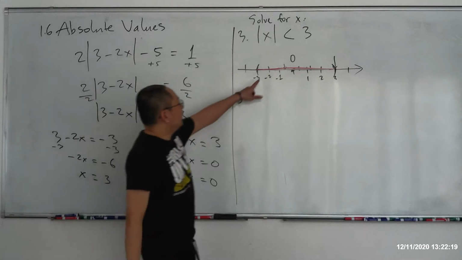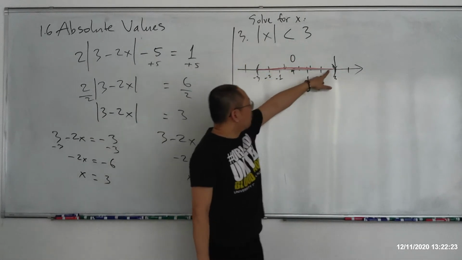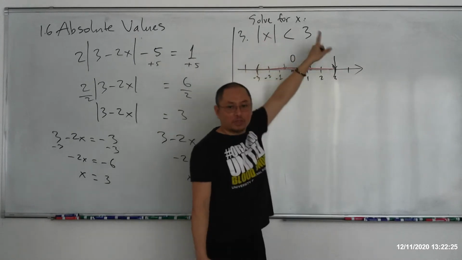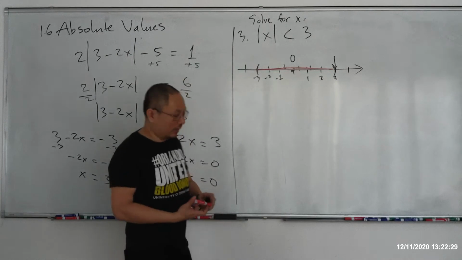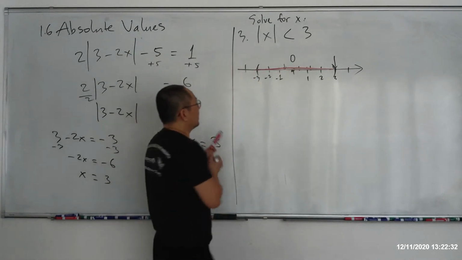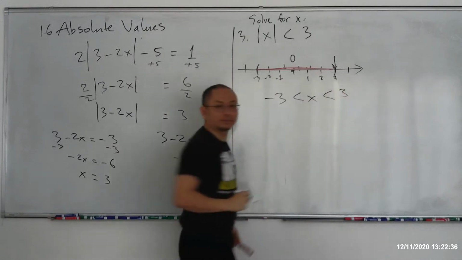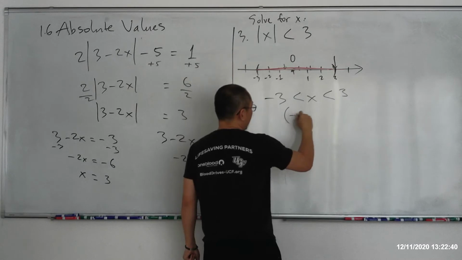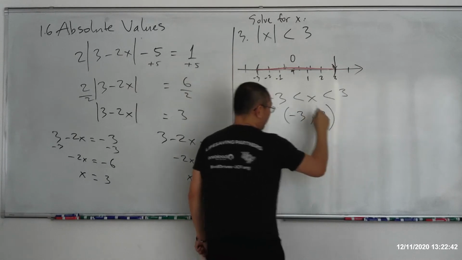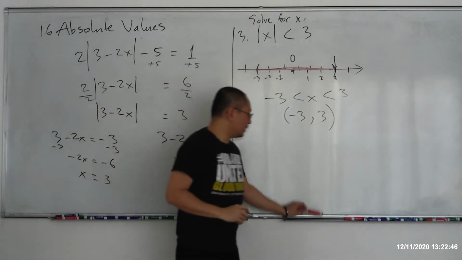See? X could be negative 2, the absolute value of negative 2 is 2, less than 3. X could be 2.5, the absolute value of 2.5 is 2.5. X cannot be 3, x cannot be negative 3, anything in between. So the answer for this problem is negative 3 less than x less than positive 3. And for interval notation, you may use parentheses: negative 3, comma, 3. Okay? And let me move on to another example.